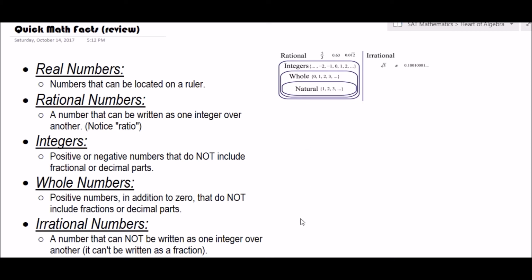And finally, we'll talk about irrational numbers. Irrational numbers are numbers that cannot be written as one integer over another. Basically, they can't be written as a fraction. So the square root of 3 is an irrational number, pi is an irrational number, and this decimal over here is also an irrational number.